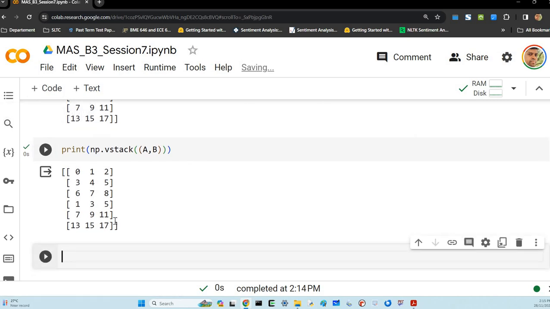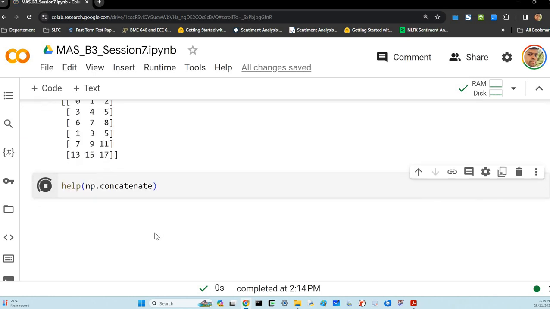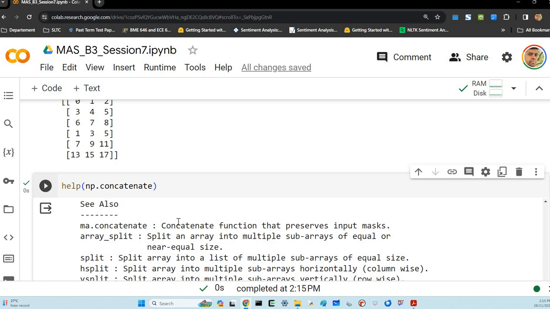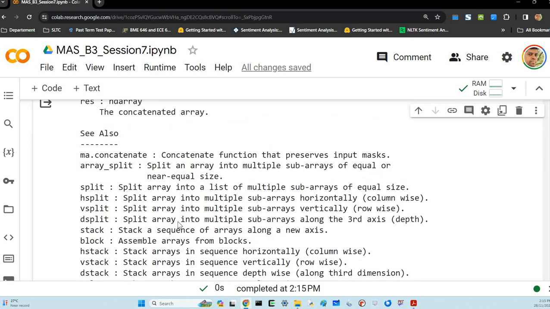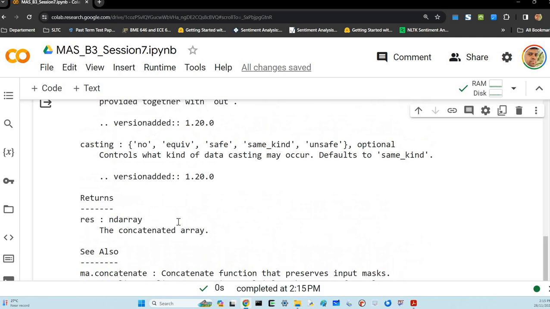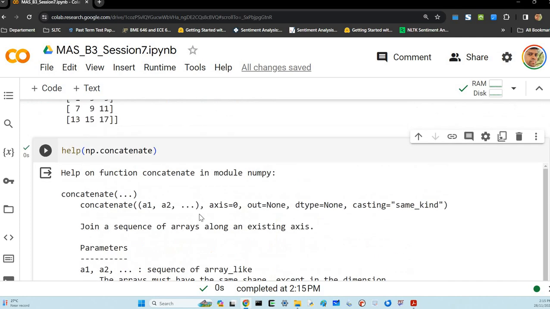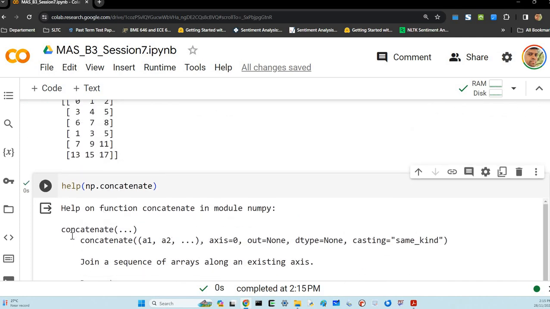If you look at help, np.concatenate will give you more information about this method, and it is basically concatenating matrices. You have a couple of things. First of all, you can see here we use A comma B, we concatenate only 2, but you can have many. And there's something called axis here.